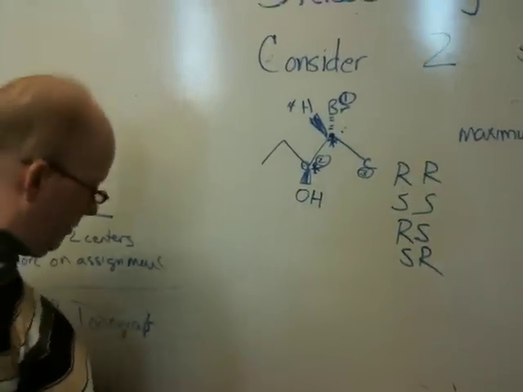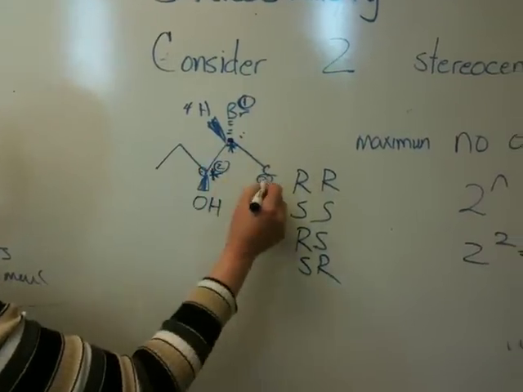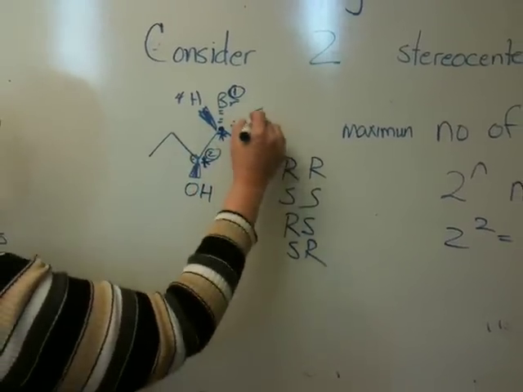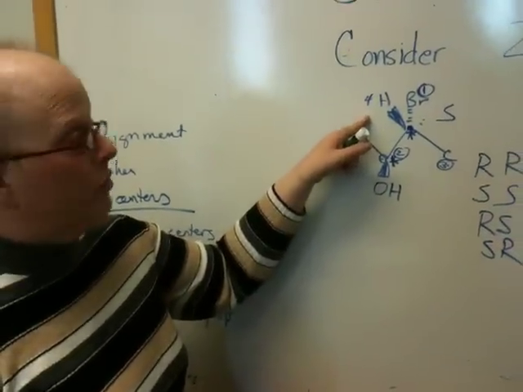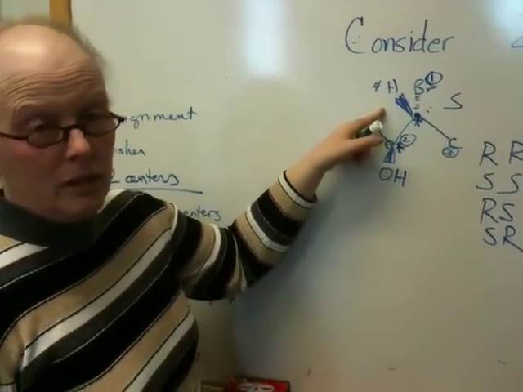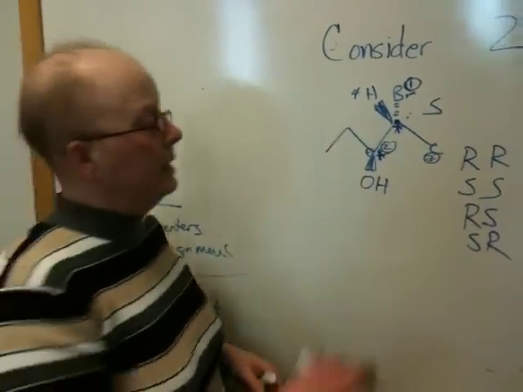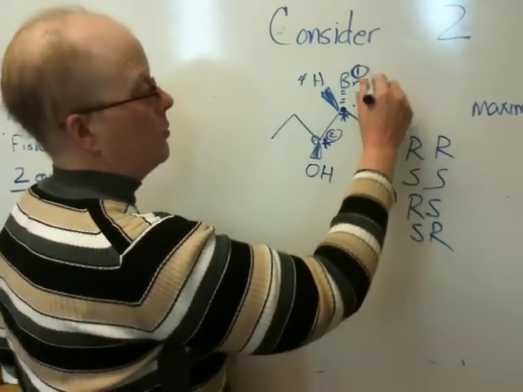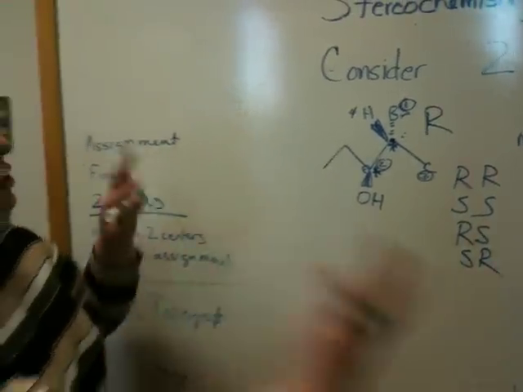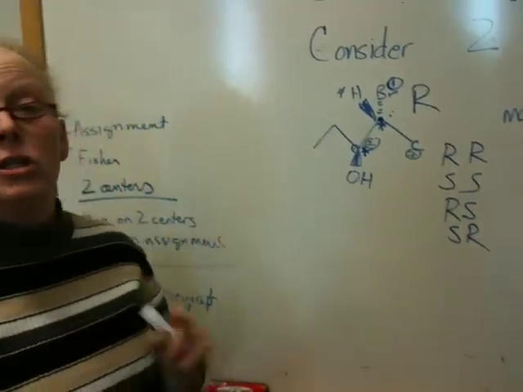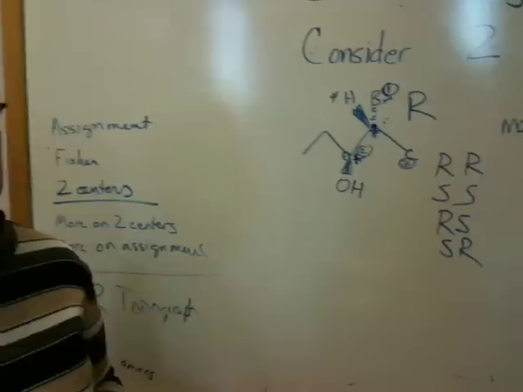I'll do the other one in a different color. So I trace the circle 1 to 2 to 3. It looks S, but what did you learn? If number 4 is pointing towards you, you have to reverse the designation. It's that thing where it got behind the board. If I went behind the board on this one, this would really be R, because that H is not in the proper orientation. Your textbook will tell you to turn the whole molecule around. Students make a lot of mistakes when they're turning molecules. Students are very good at assigning.